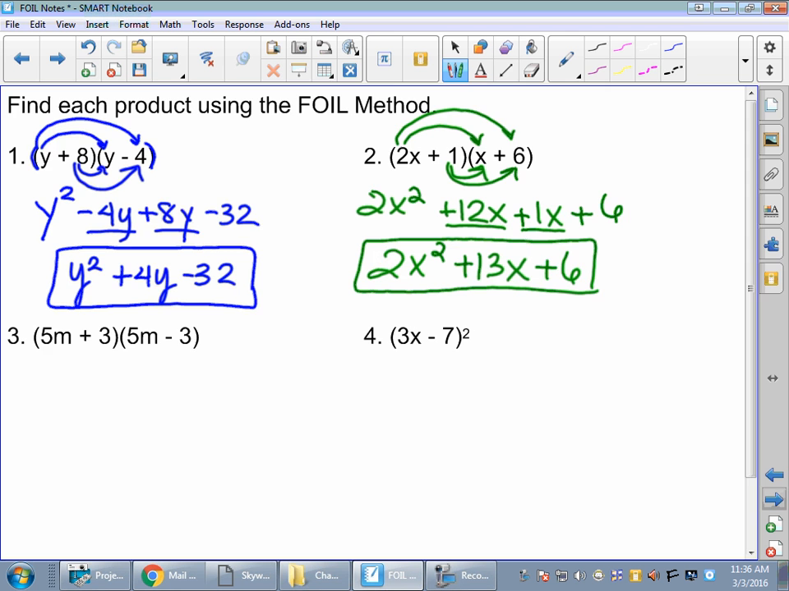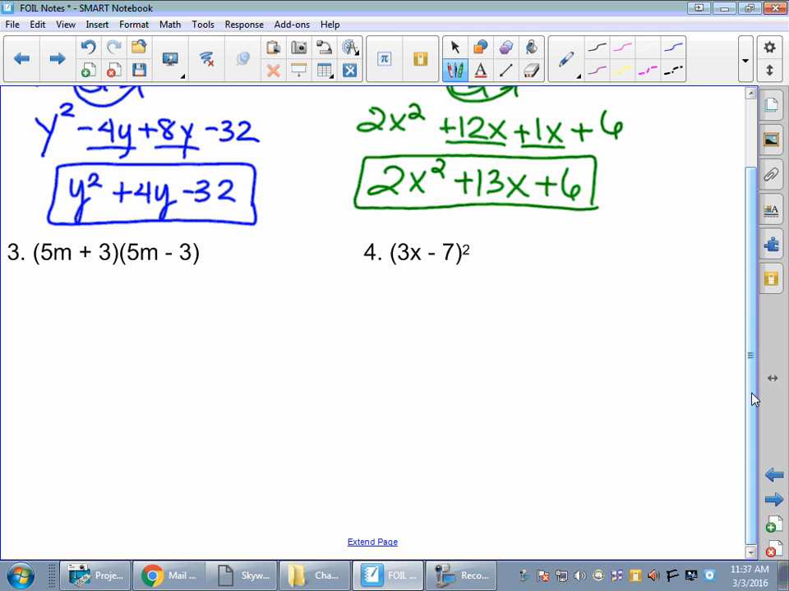Number 3, we have the same numbers, just an opposite sign there. So some different things are going to happen here, but we can still use FOIL. 5m times 5m for our first is 25m squared. Outer, 5m times negative 3 is negative 15m. Inner is the 3 times the 5m, positive 15m. And last is the 3 with the negative 3, which gives negative 9.